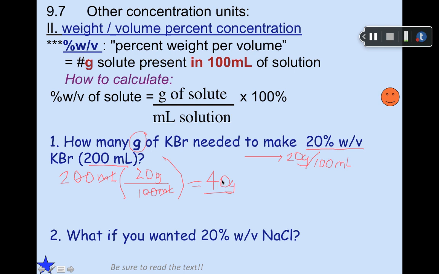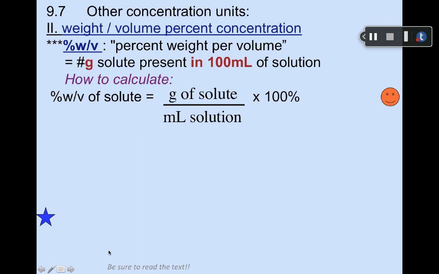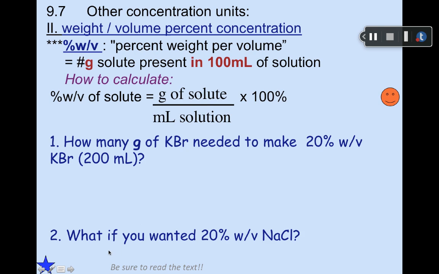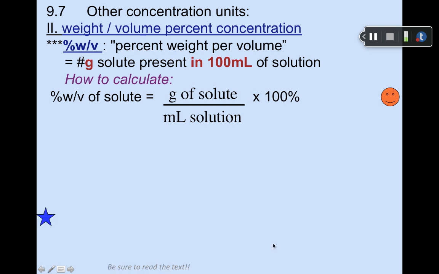Would this calculation come out different if you wanted 20% weight per volume for sodium chloride? And the answer is, it is exactly the same. It comes out exactly the same because there's nothing about the molar mass or the particular elements in that calculation. So to get 20% sodium chloride in 200 milliliters, it's again 40 grams in 200 milliliters. Nothing about molar mass. Sometimes that's actually simpler. So don't argue when it is.